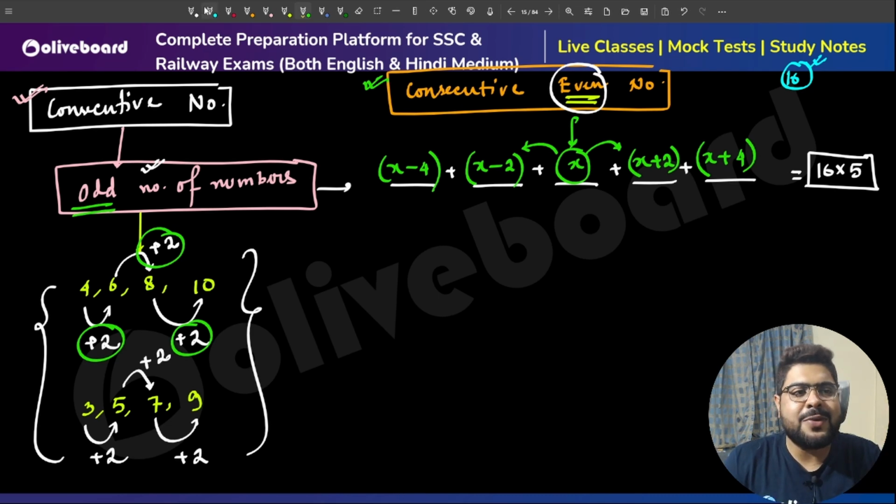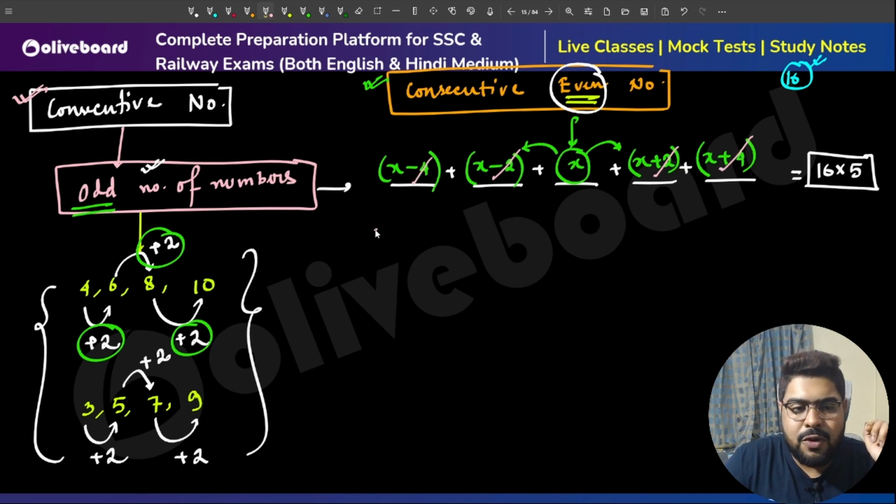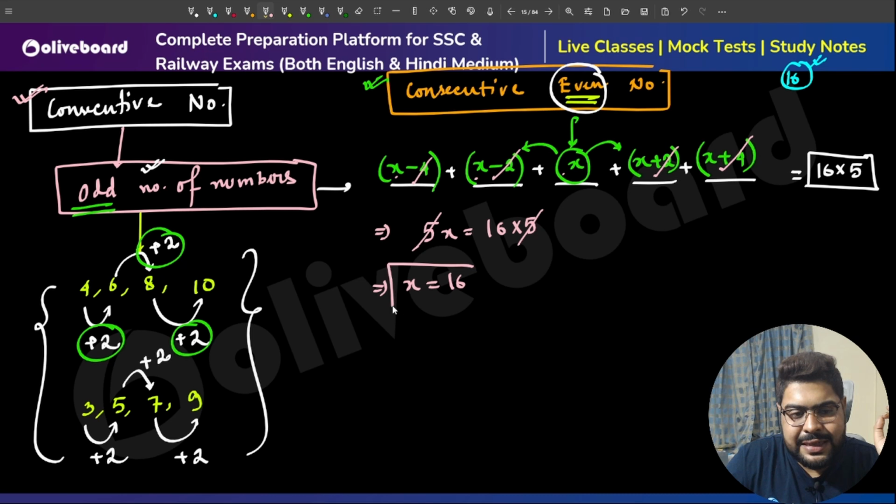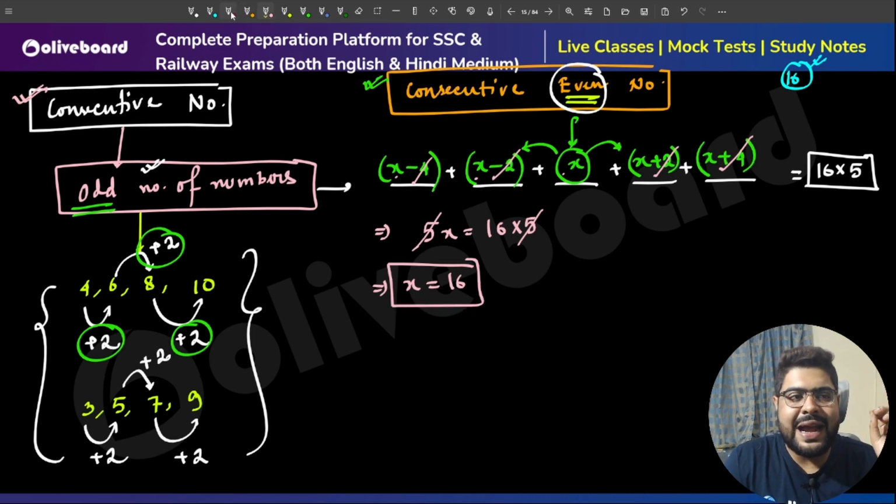Now you understand what is happening here. What is exactly happening? Plus 2 minus 2 gone. Plus 4 minus 4 gone. So we are having 1, 2, 3, 4, 5x equal to 16 times 5, or 5 and 5 cancel. So x is equal to 16. That means the middle value that we had assumed is equal to 16.